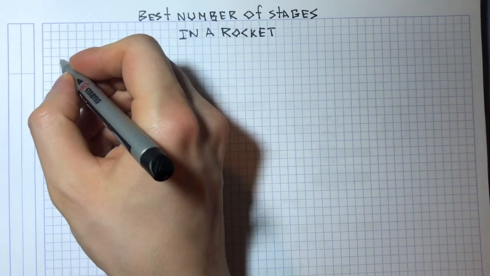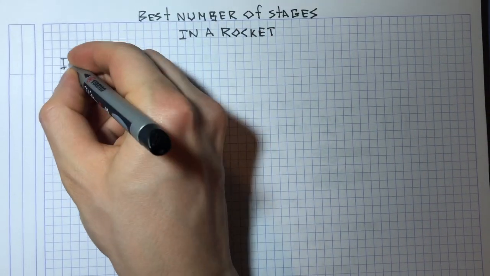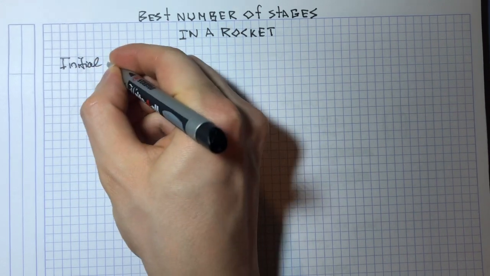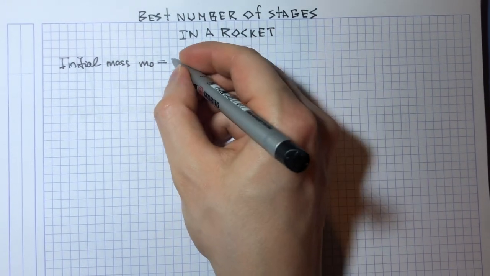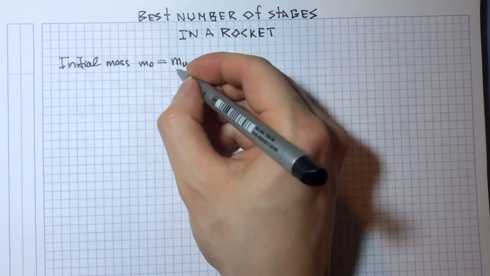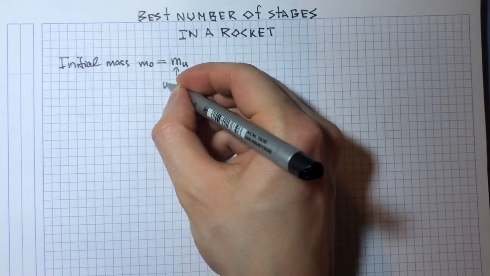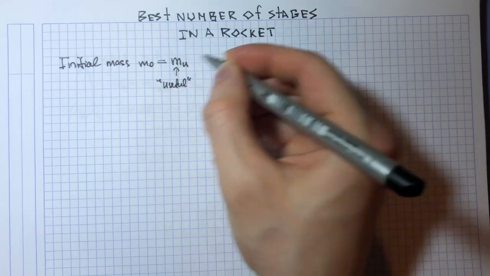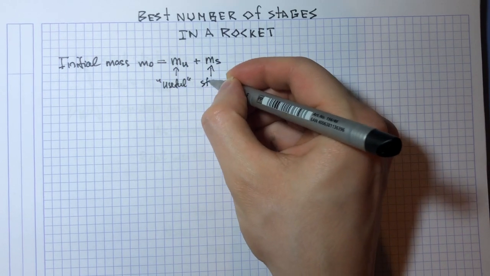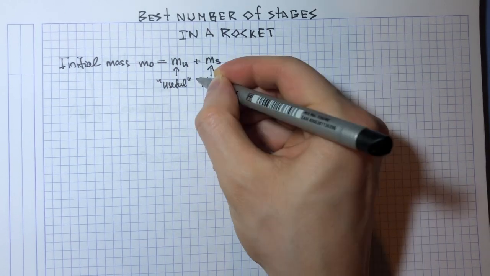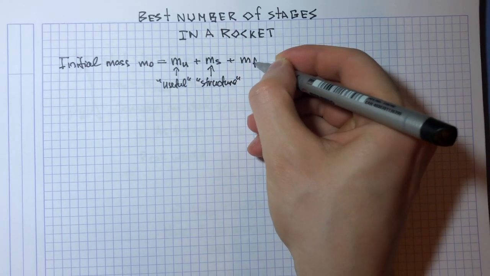How many stages does a rocket need? Right, so last time our rocket had initial mass m0 that was composed of useful mass, i.e. the mass of a satellite, plus structural mass, so the body of the rocket, and the mass of the fuel.